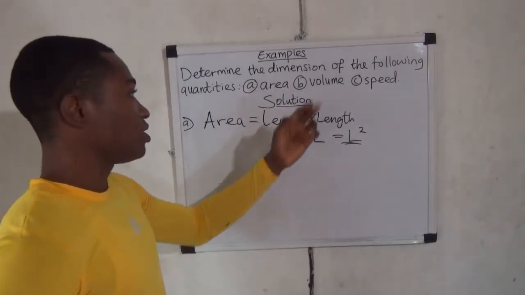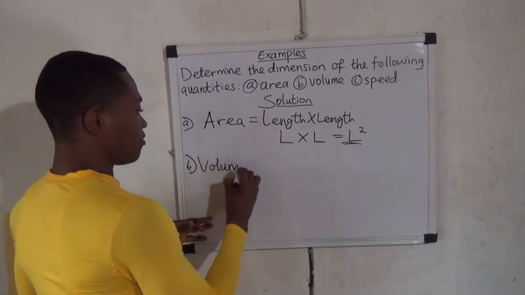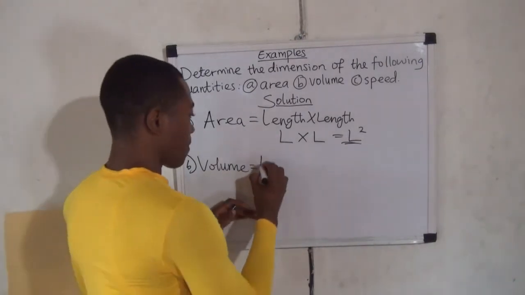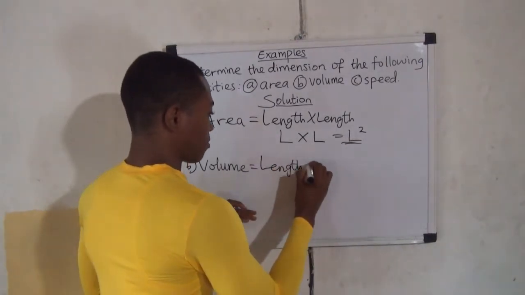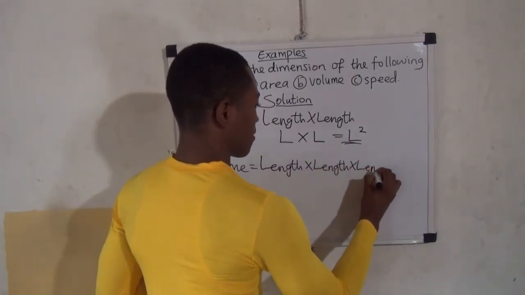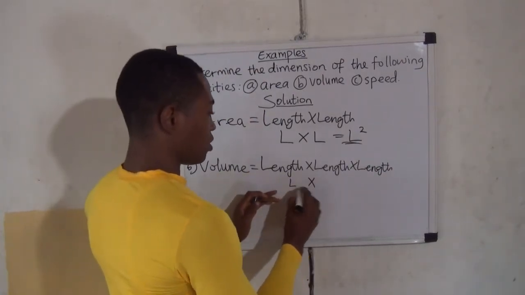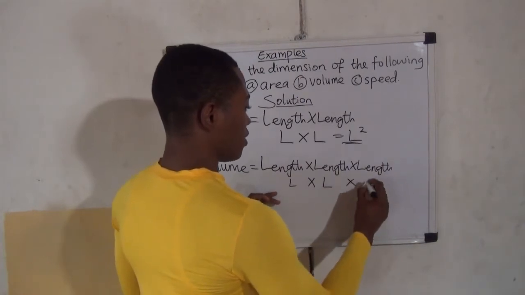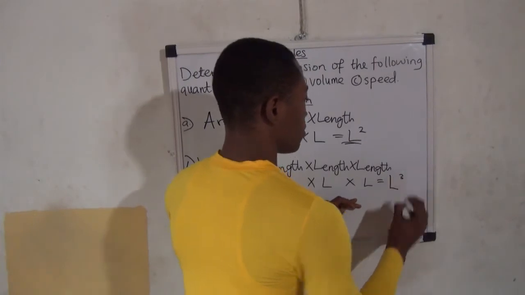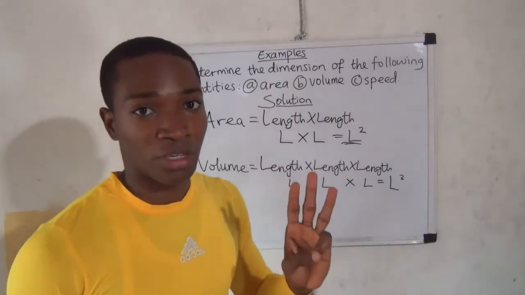The second one is volume. What's the formula for calculating the volume of a cube? Volume of a cube is length times length times length. What's the dimension of length? L. L multiplied by L multiplied by L, we have L cubed. This is the dimension of volume, L raised to the power of 3.